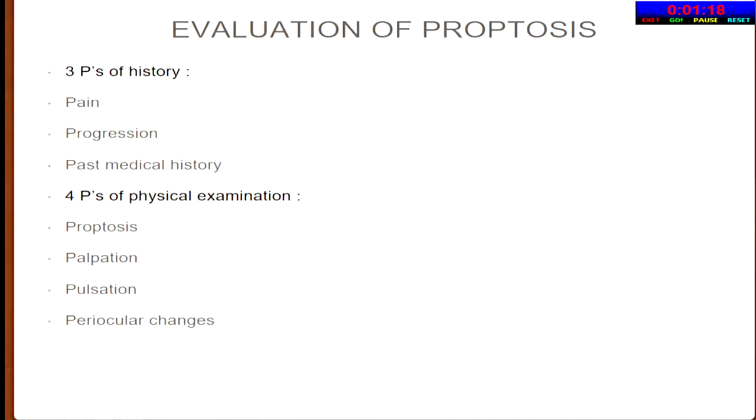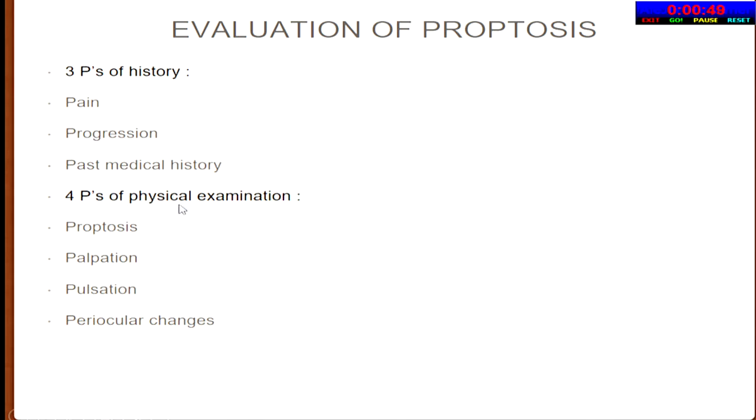So coming to evaluation, look for all the different task histories like the 4 P's of history and 4 P's of physical examination are very important, like pain, progression and past medical history. Pain can give a sign whether it's an acute problem or a chronic problem, and also any past medical history for thyroid or whether he's taking any systemic medication or any other treatment like prior irradiation should be noted.